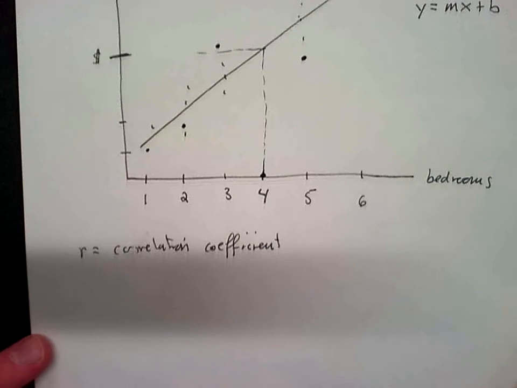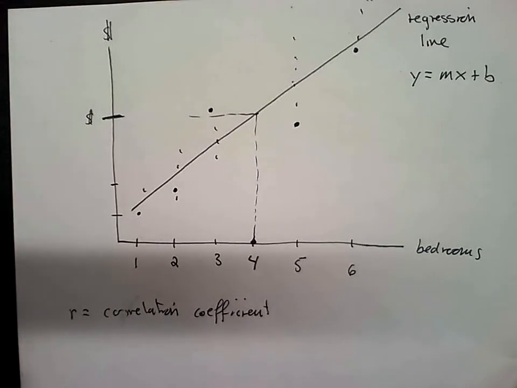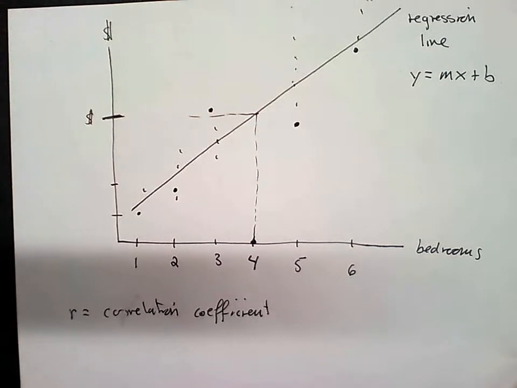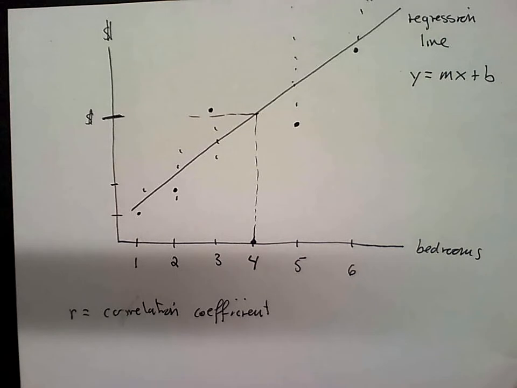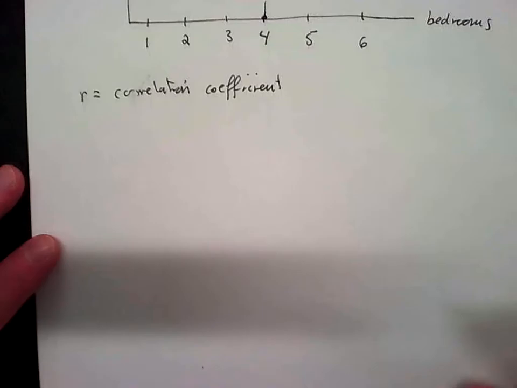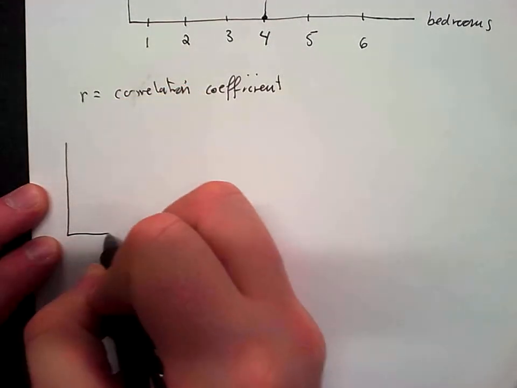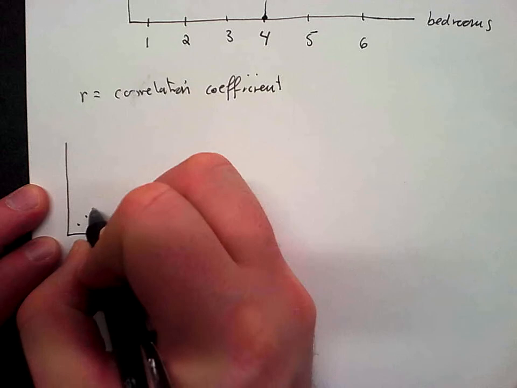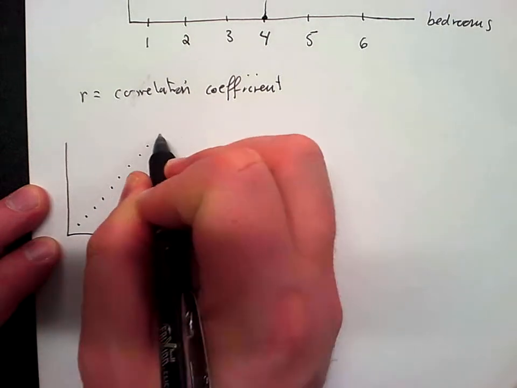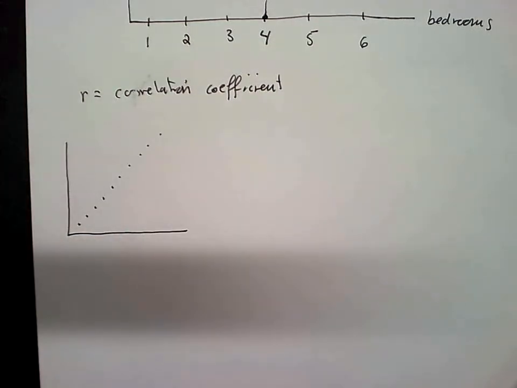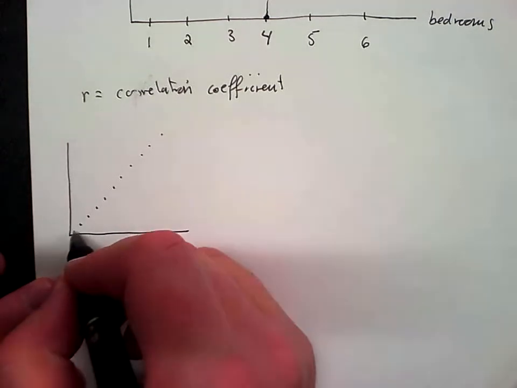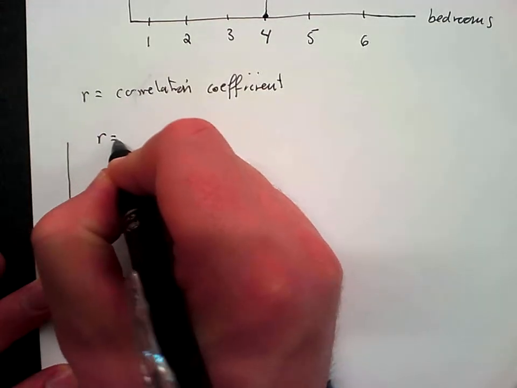So what does our correlation coefficient mean? Well, if we're trying to fit a line to our data, our regression line, one of the things we want to know is: is it a good idea to even fit a straight line to our data? How closely do these points follow a straight line? Well, if we had data that followed a perfectly straight line, and going from left to right it was increasing, here we're going to say that our correlation coefficient is equal to 1.